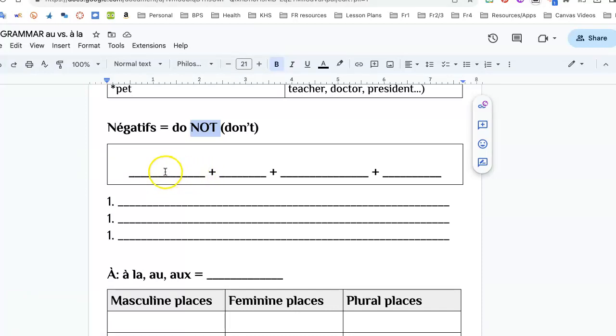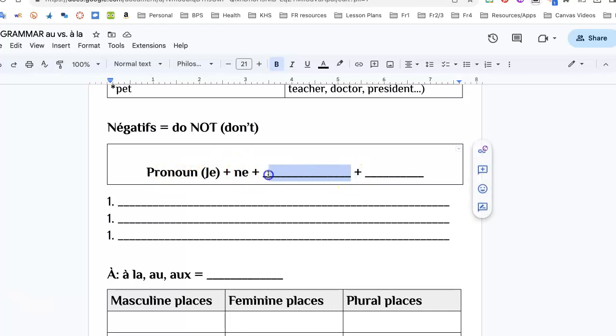The first thing that we have in this first line, you're going to write the pronoun, for example, je, I. Then if you want to say I do not like, the next thing that comes is ne. That's kind of like the do part of English. We can't really translate this directly because it doesn't work. But je ne, and then we have the verb in the middle, for example, aime.